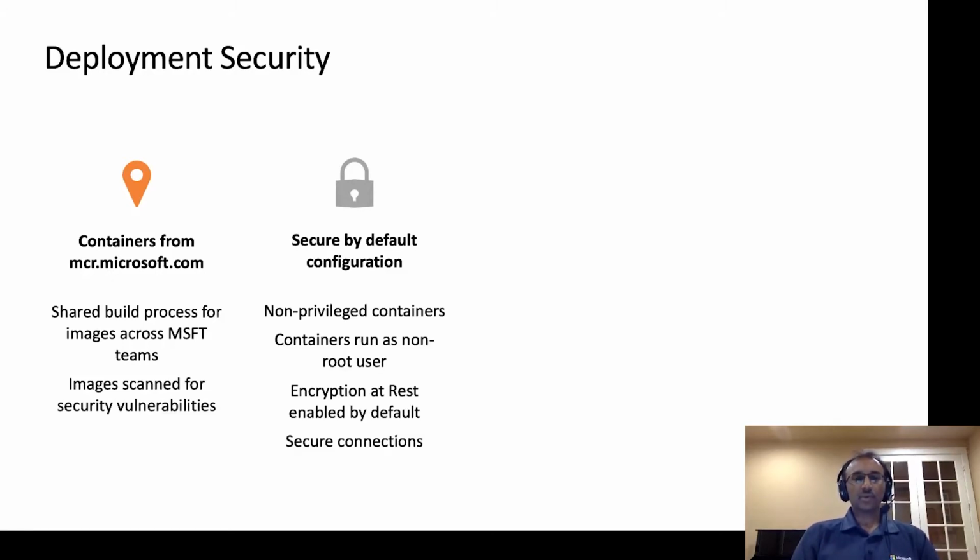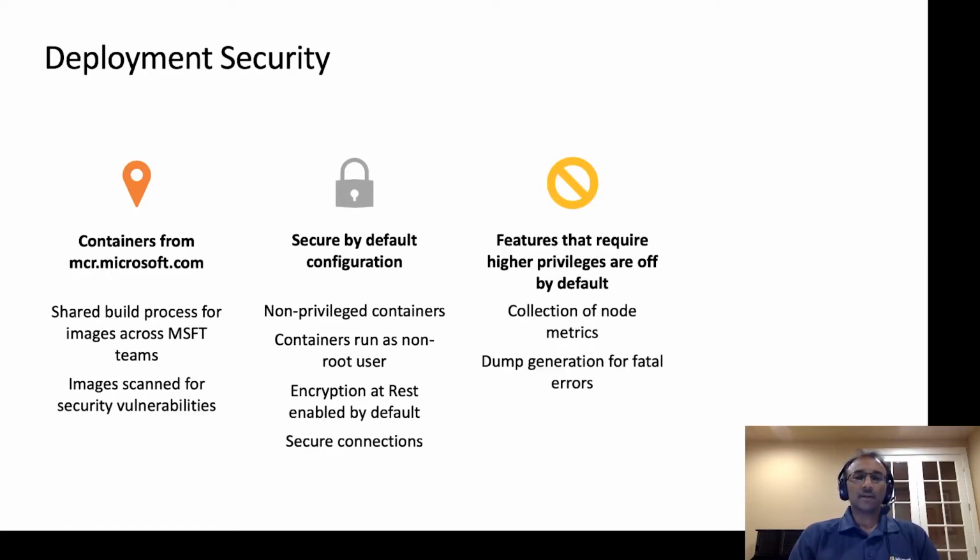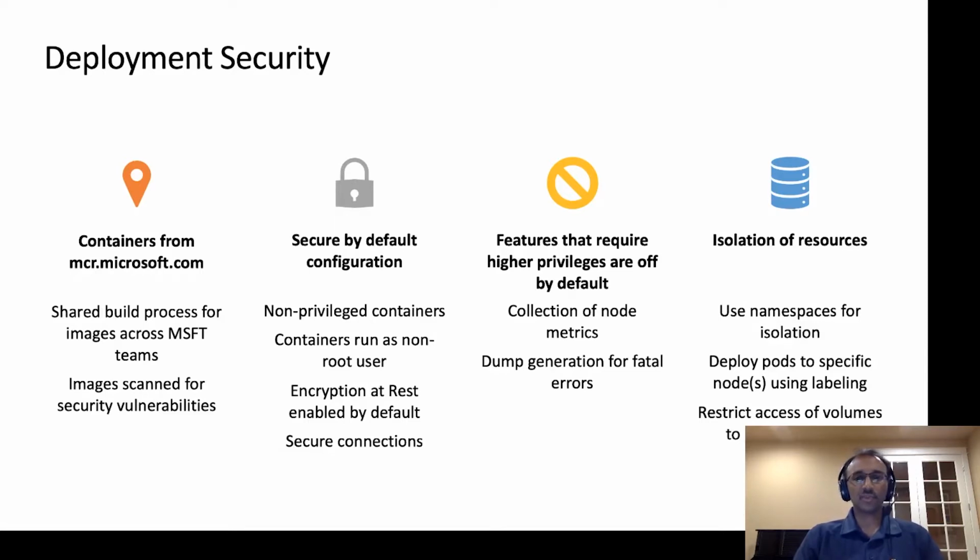Same way in terms of secure configuration out of the box, we'll reduce and eliminate all the places where you need higher privileges for the containers. Similarly, encryption at rest will be enabled by default where possible, and secure connections will be the norm, right? And if there are certain features which require higher privileges, we'll have an option to turn it on optionally. And then lastly, isolation of resources, and this is something you can leverage from Kubernetes, and we'll provide capabilities for you to take advantage of those.